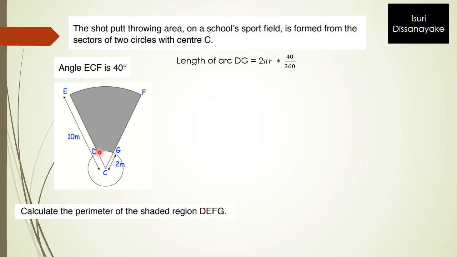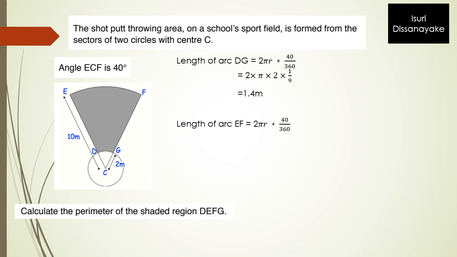So when I calculate the length DG, I'm using the angle in terms of degrees. Therefore, 2 pi r multiplied by 40 degrees over 360 degrees gives you the length from D to G. My simplified answer from D to G is 1.4 meters.